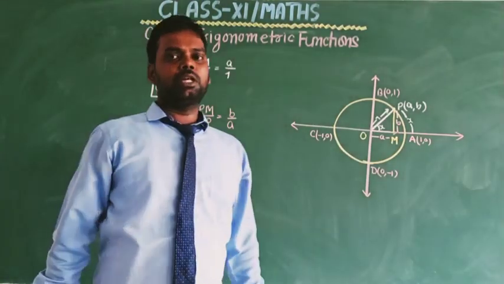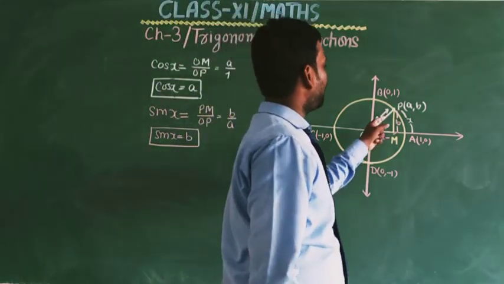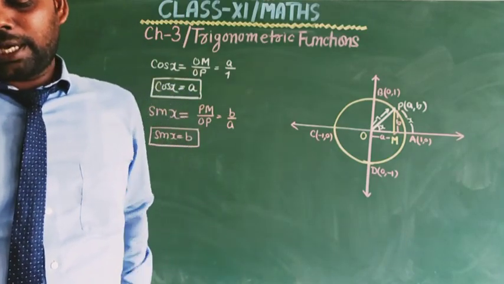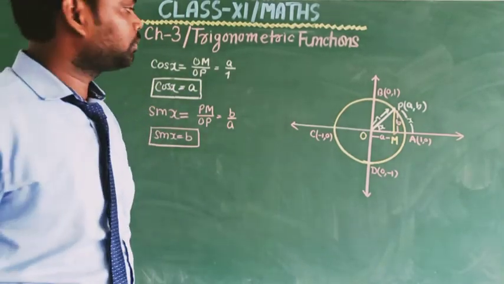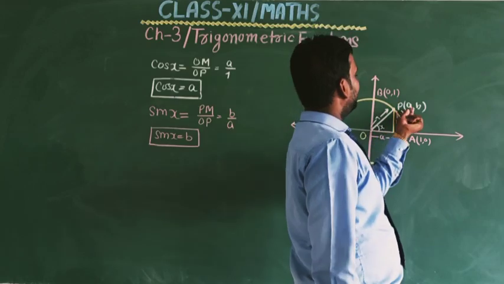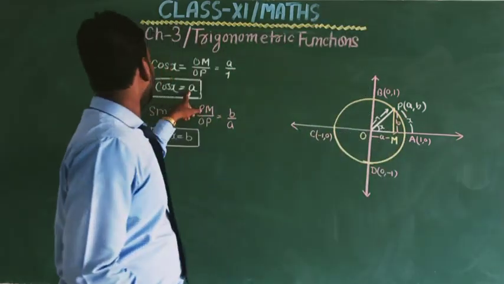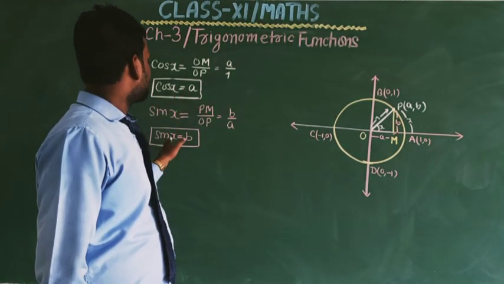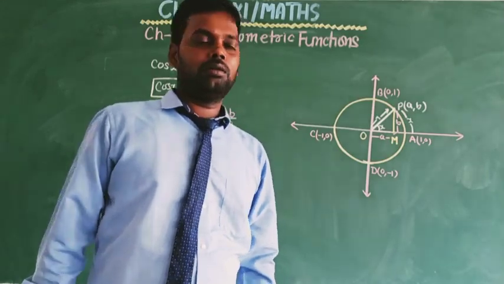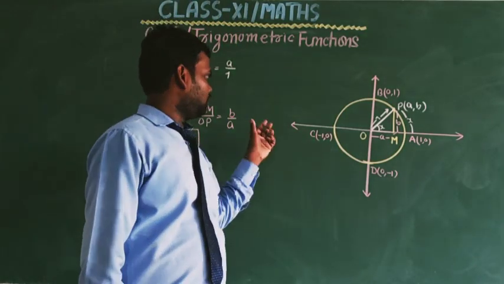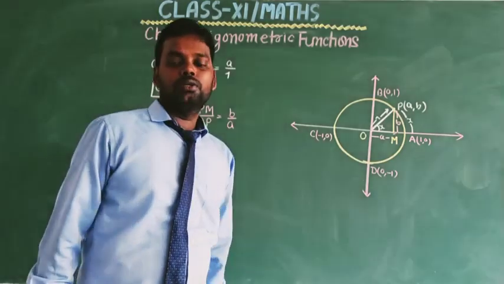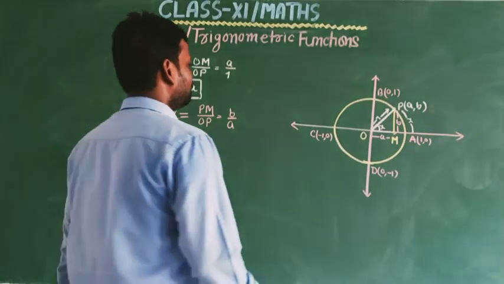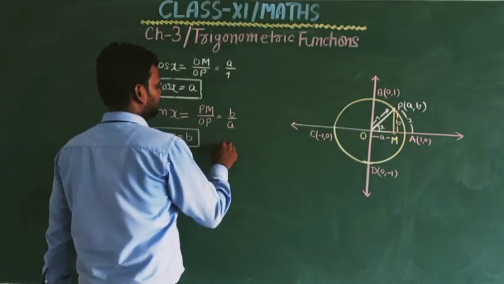So here we observe the coordinates of point P, (a, b), are defined with a equal to cos x and b equal to sin x. So sin x and cos x are called circular functions. This is also called circular function. Clear, children?